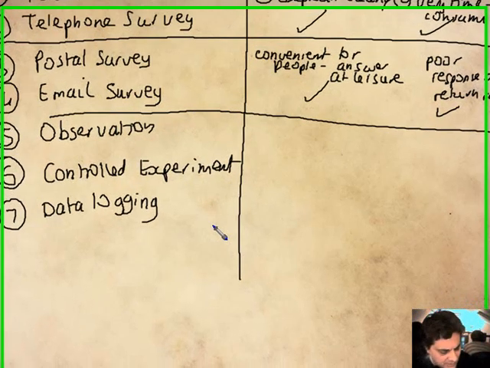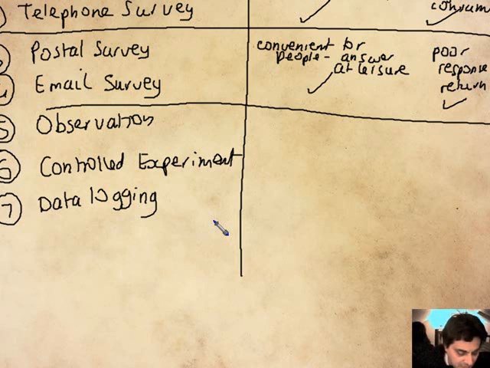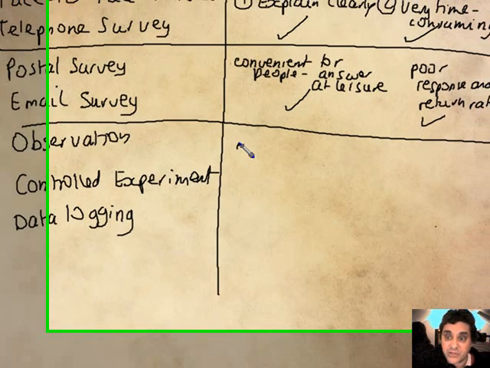Observation. This I'm just reading from page 37 now. It means observing the situation directly. For example, you can count cars at a motorway junction or observe someone to see what shopping they buy. Alright, so what's the good news about that? Very little cost involved. It's likely to be very reliable because you're doing the observations yourself.